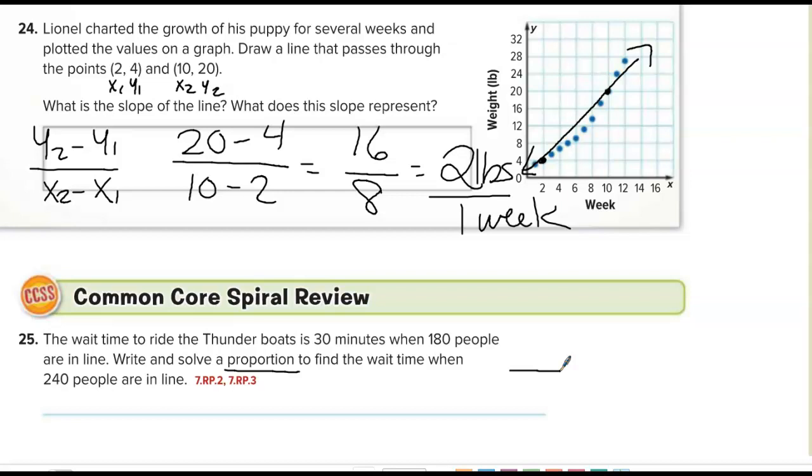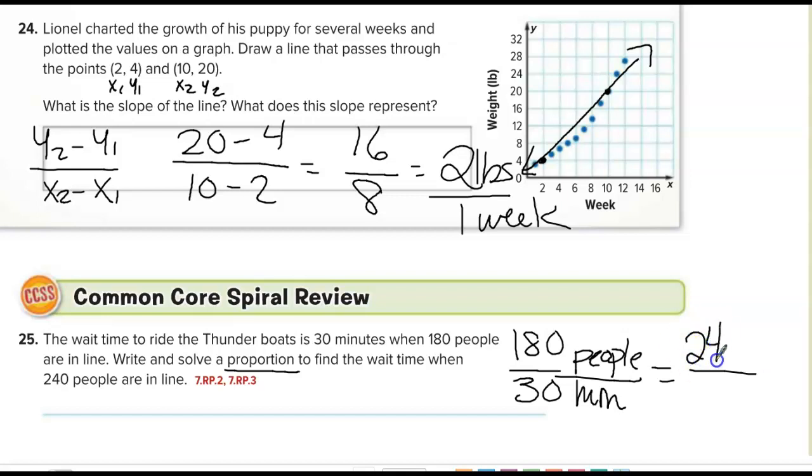So what would I put on top? 100 people per how many minutes? 30. So I have people on top, minutes on bottom. If I had 240 people in line, would that go on top or on bottom? On top, because if I have people on top here, I have to have people on top here. So 240 people. Do we know how many minutes? That's our X. We could do the butterfly method.